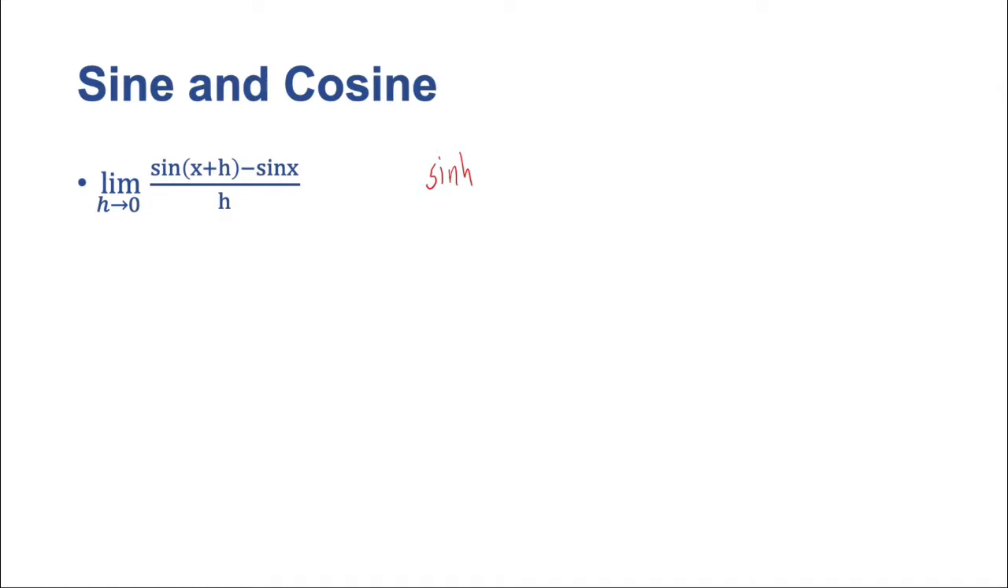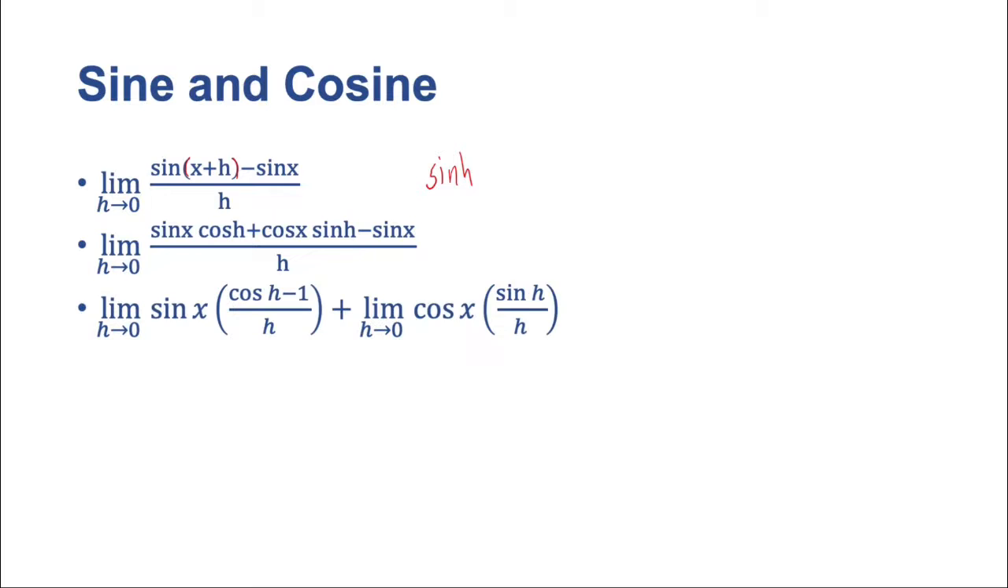All right. So after this step, we are going to expand because we have an addition in our argument. So we need to use the trigonometric additive identity for sine. So that will be the limit as h approaches 0 of sine of x times cosine of h plus cosine of x times sine of h minus sine of x over h. And we can split this up so that we get the limit as h approaches 0 of sine of x times the cosine of h minus 1 over h plus the limit as h approaches 0 of cosine of x times sine of h over h.